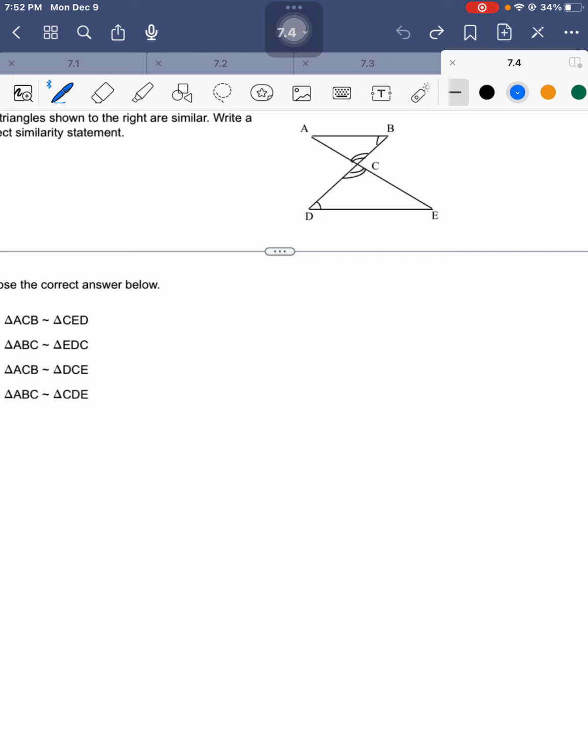So is A congruent to C? A, C. No. So that one's not right. What about this one? A is congruent to E, A to E. Yeah. No arc, no arc. B is congruent to D, B is congruent to D, and C is congruent to C, which is right here because they're vertical angles. So that one looks good.